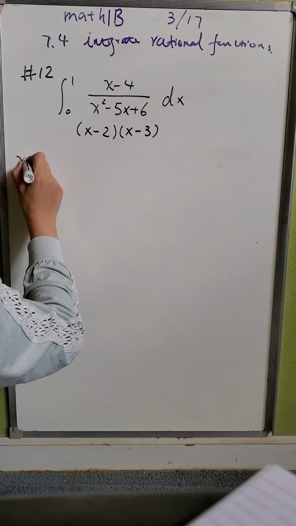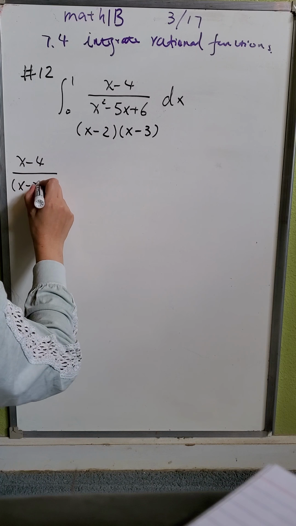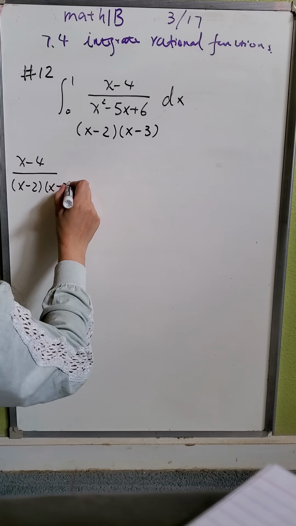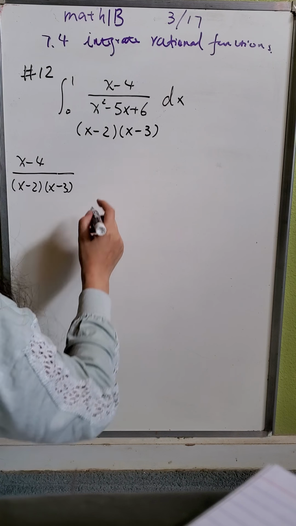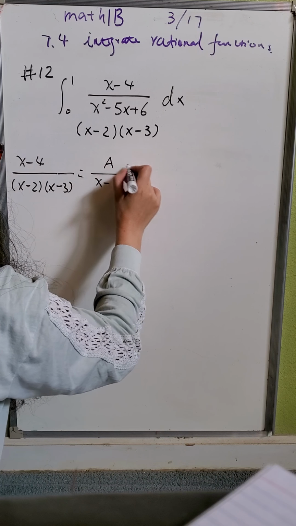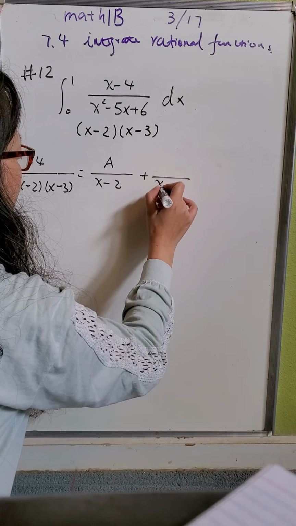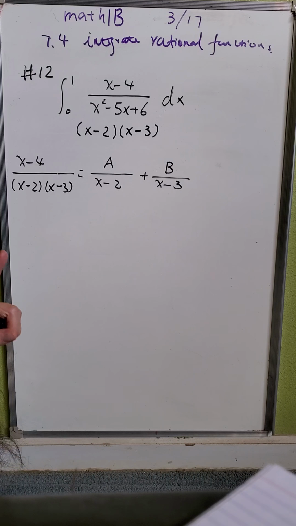So you go x minus 4 over x minus 2, x minus 3. Because they all have degree 1, that is pattern number 1. So you go x minus 2, put A here. x minus 3, put B here. Okay, so that's pattern number 1.